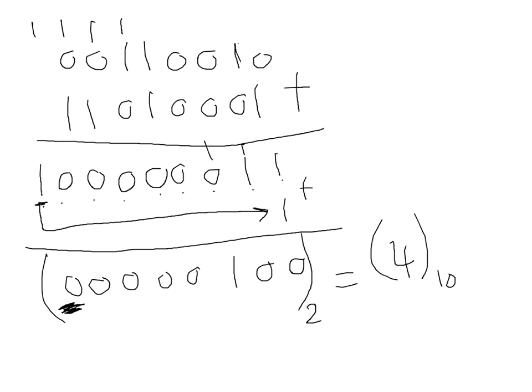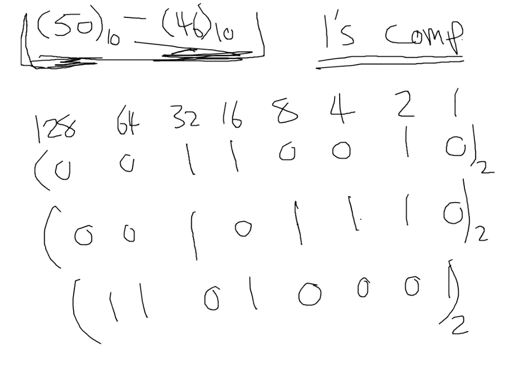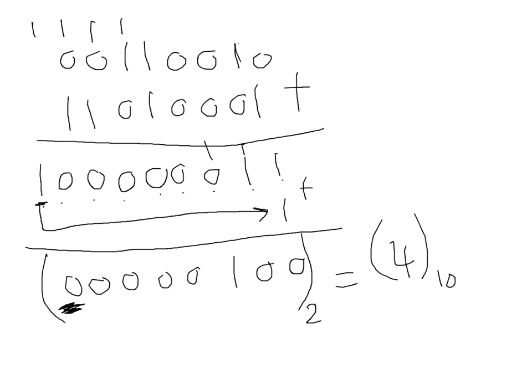Now go back, if you want to double check, you make sure that you answer this correctly. In decimal, 50 minus 46, what's the answer? It's 4, right? So this is a good way to check. Here we go, we got 4.